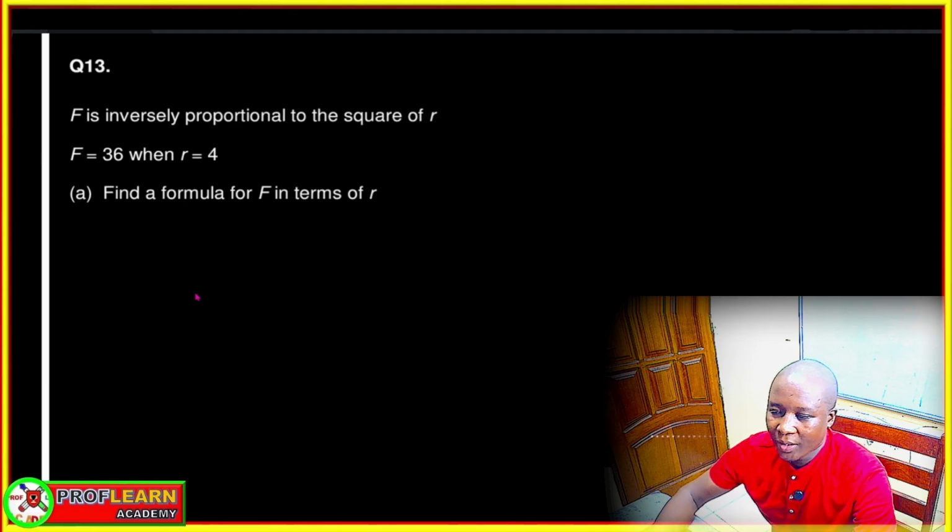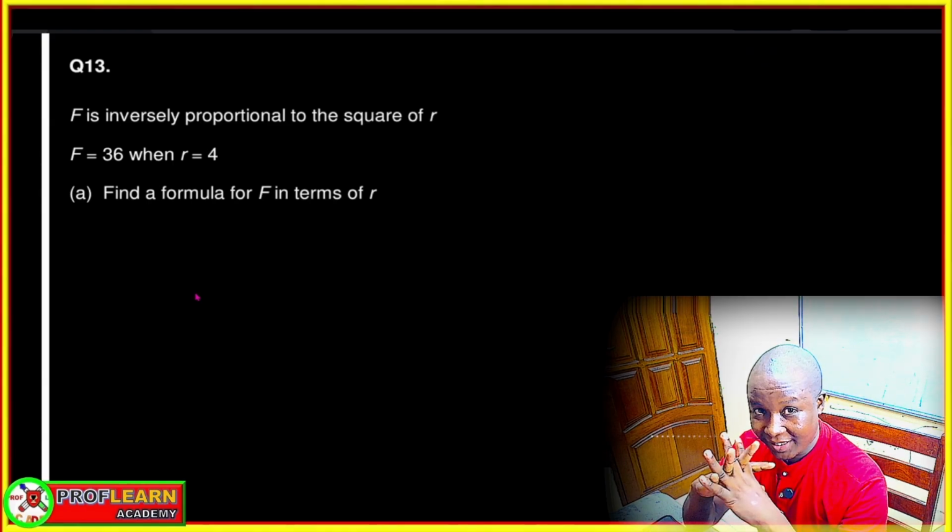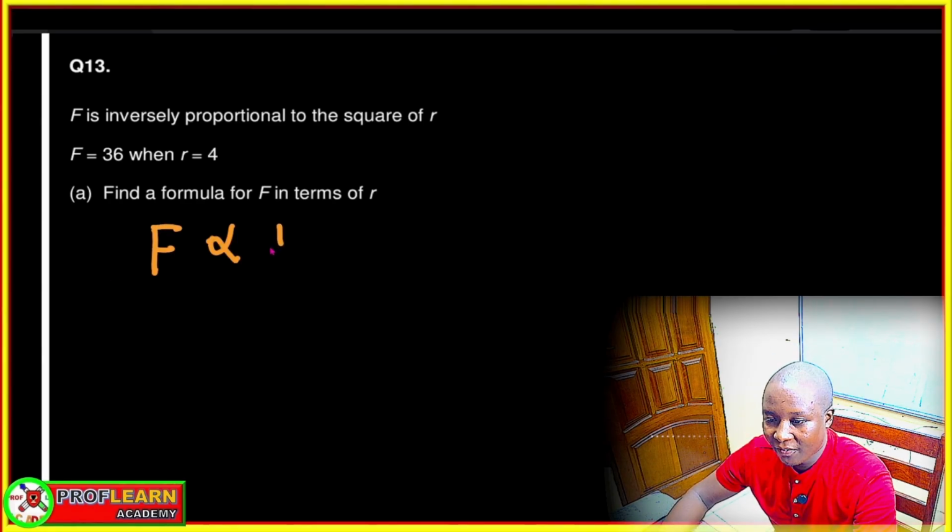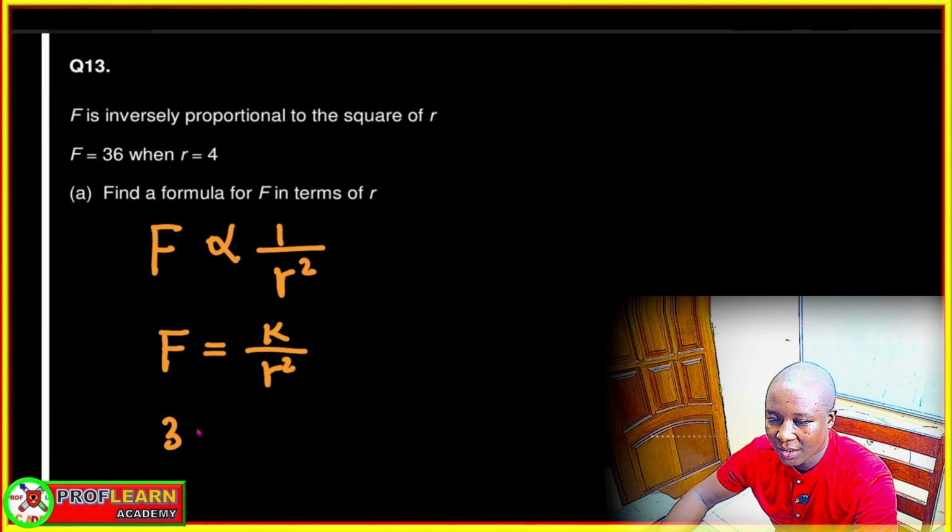Right. Now, question 13, you may be given a question to do with inverse proportion or direct proportion. So in the event you are given a question like that, guys, make sure you score it right. Here, you are told that f is inversely proportional. So we are going to say f is proportional to 1 over r squared. To remove the sign of proportionality, we introduce a constant. But we are told that when r is 4, f is 36. So we can say 36 equals k over 4 squared.